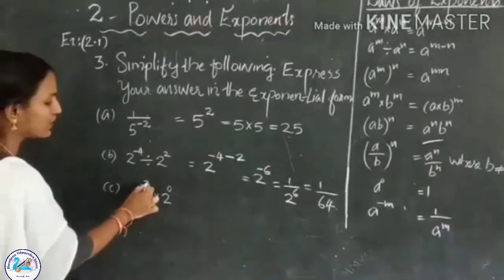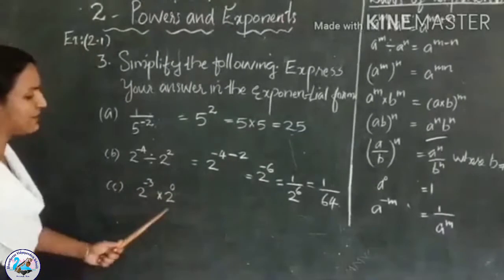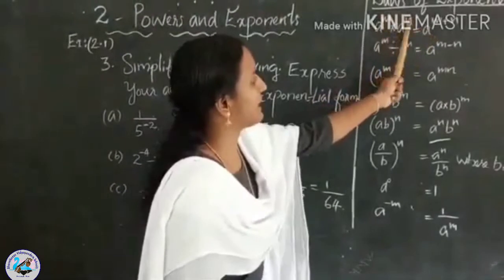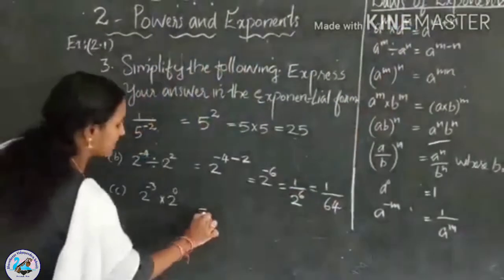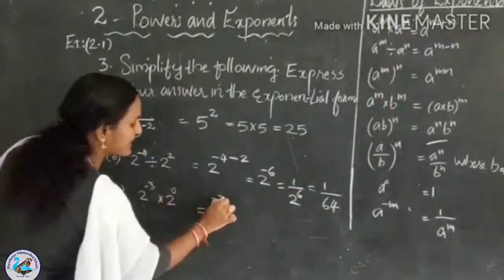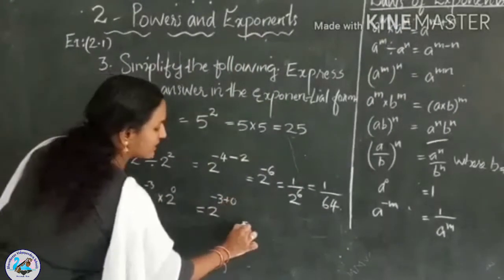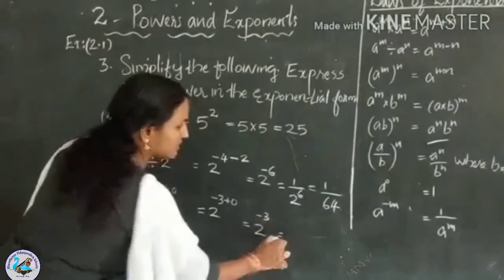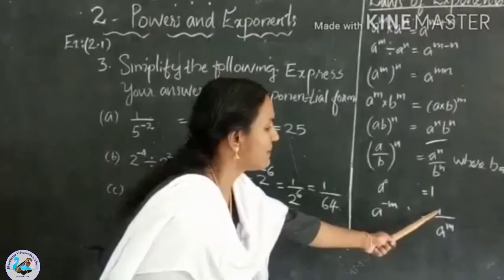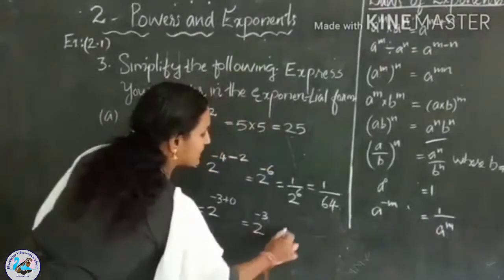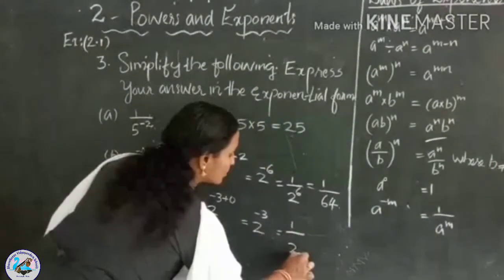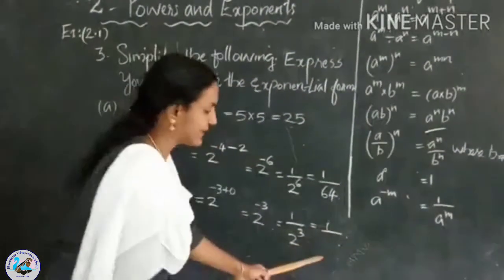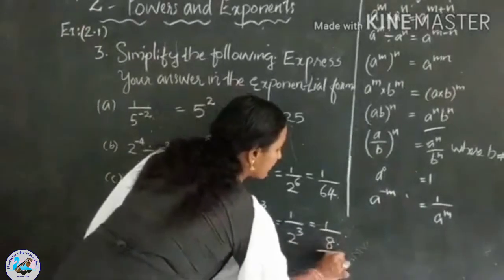One more question. 2 raised to minus 3 into 2 raised to 0. Here the bases are same. So which law? A power m into a power n is equal to a power m plus n. Add the powers. Is equal to 2 raised to minus 3 plus 0, is equal to 2 raised to minus 3. A power minus m is 1 by a power m. So 2 raised to minus 3 can be written as 1 by 2, the sign can be changed, raised to 3, is equal to 1 by 2 multiplied by 3 times, 2 into 2 into 2. So 1 by 8.